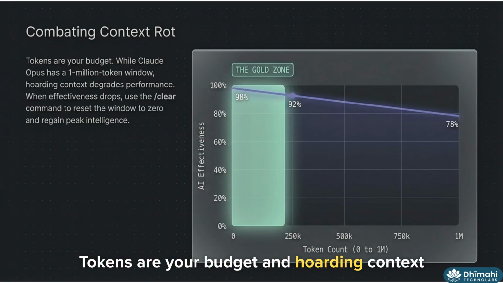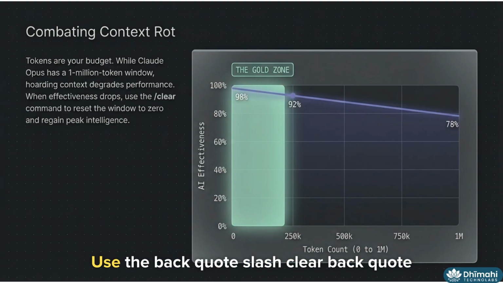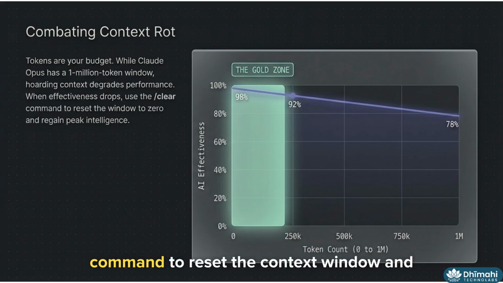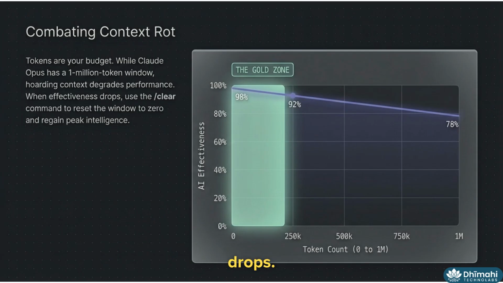Tokens are your budget, and hoarding context degrades performance, known as context rot. The gold zone shows peak effectiveness. Use the /clear command to reset the context window and regain peak intelligence when effectiveness drops.